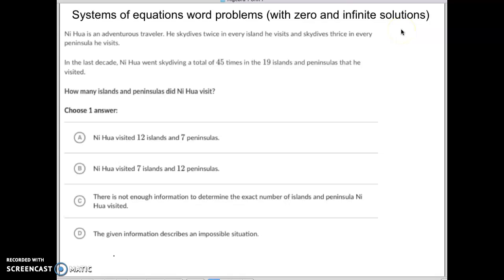So there's the possibility of no solutions, meaning that it's an impossible situation, or infinite solutions, meaning there's not enough information to determine the exact numbers. So let's find out what happens.